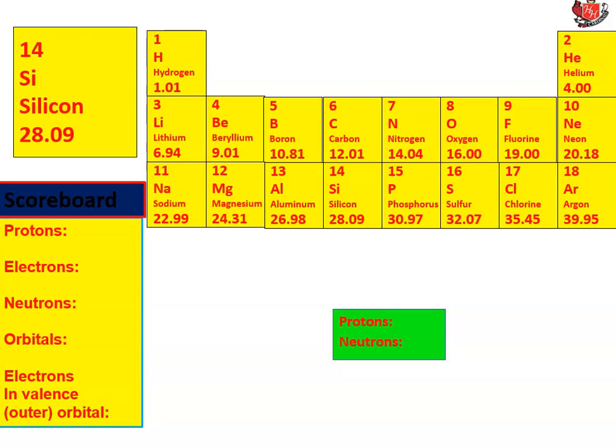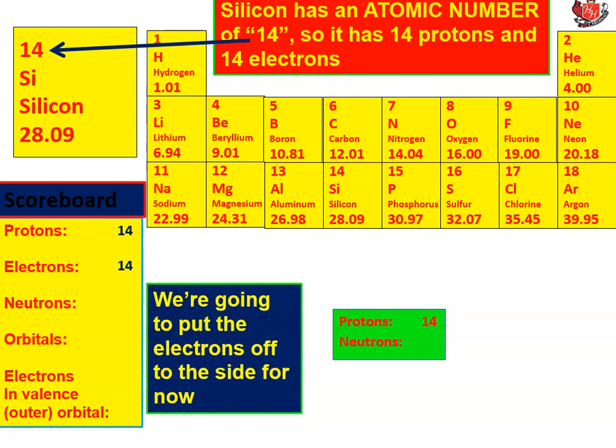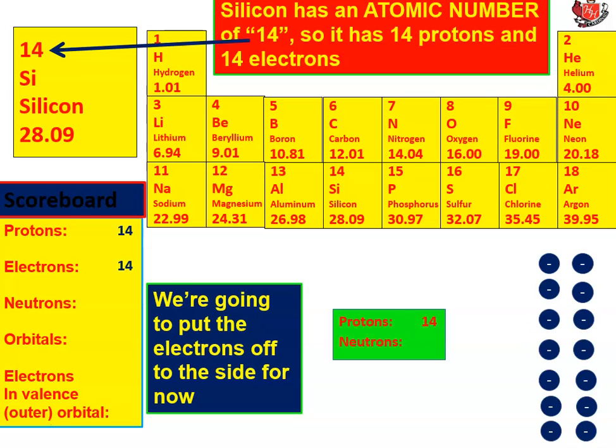Okay, so let's get started with this. Silicon has an atomic number of 14, so that means it has 14 protons and 14 electrons. So we fill in the first 2 slots on the scoreboard. We can also put the 14 protons into the nucleus. Okay, we're going to put the electrons off to the side for now, and there's a whole lot of them, and I'm just going to speed this process up, so boom. There's 14 electrons off to the side. We're going to figure out where they go in just a little bit.